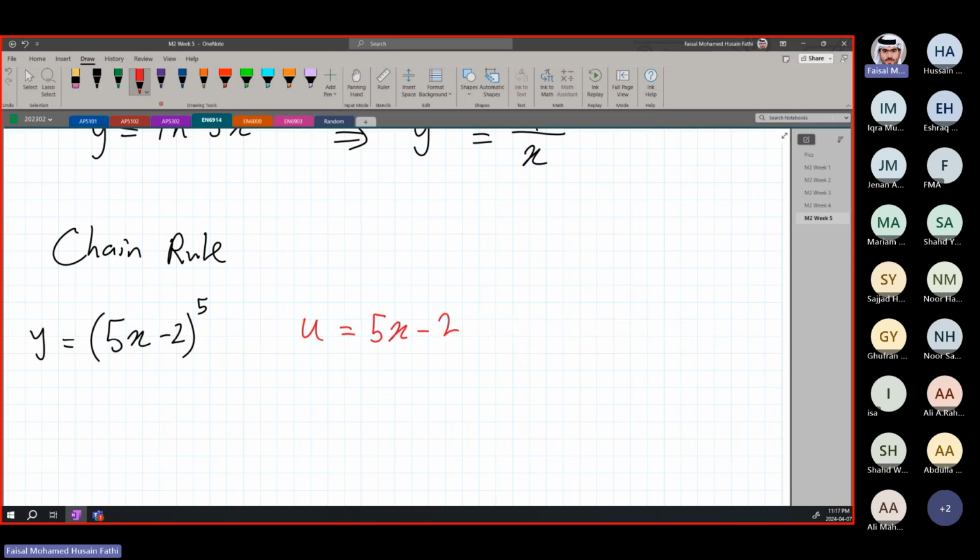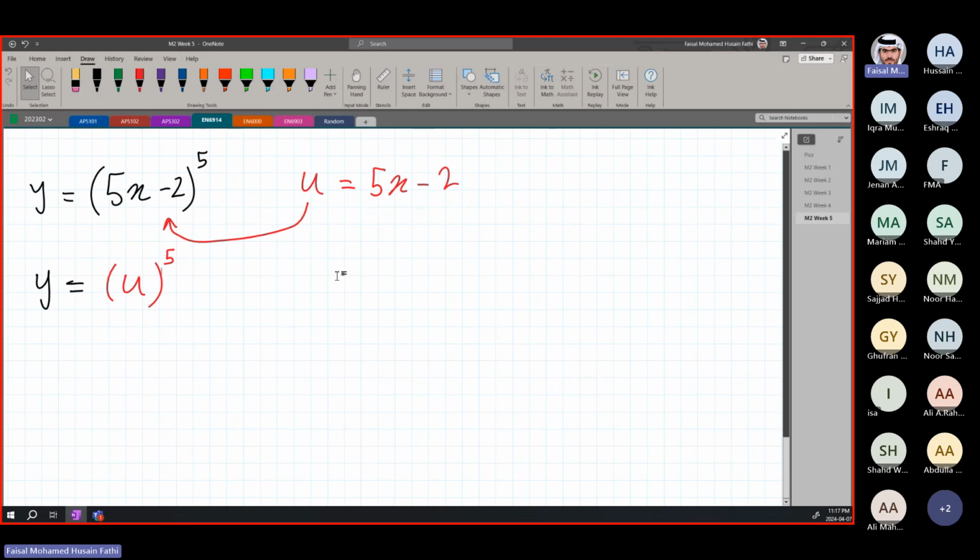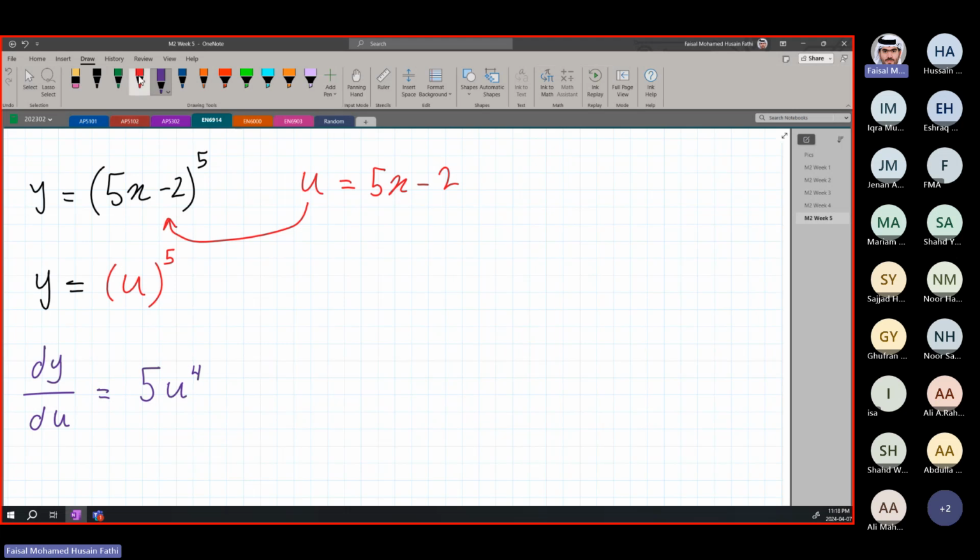Okay. 5x minus 2, this is u, you're going to be substituting it in here. So y is going to be equal to u to the power of 5. Now we are going to find dy by du, which is going to be 5u to the power of 4. And also we need to find du by dx, which is 5. We're just differentiating u. Remember the derivative of a constant is just 0.